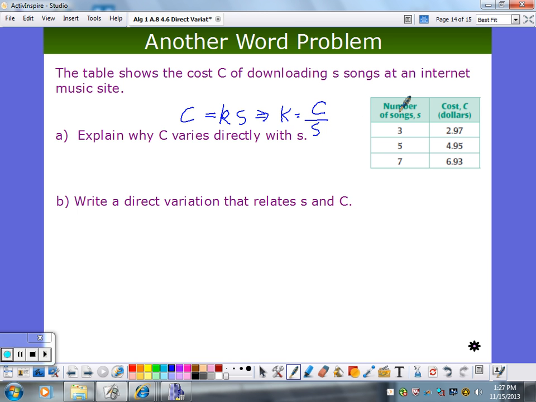So let's see, do I get a consistent K? What is C over S? Let's try it. What is 297, we're talking money, divided by 3? What is 495 divided by 5? What is 693 divided by 7? Okay, so that is the same, right? 0.99, 99 hundredths. So are my K's the same? Yes. So what is the direct variation equation then?